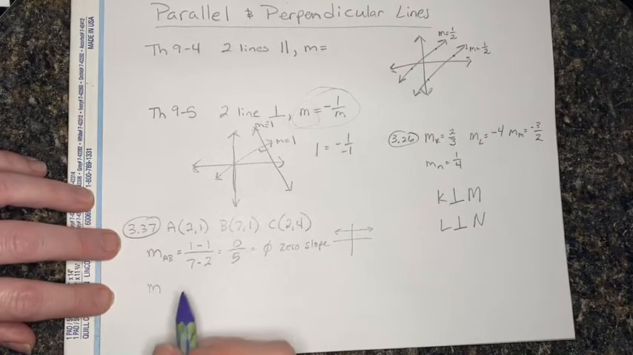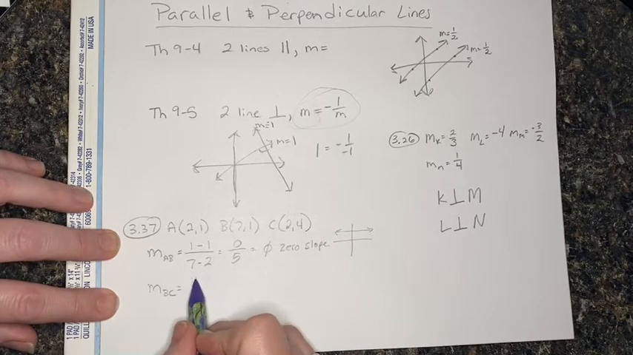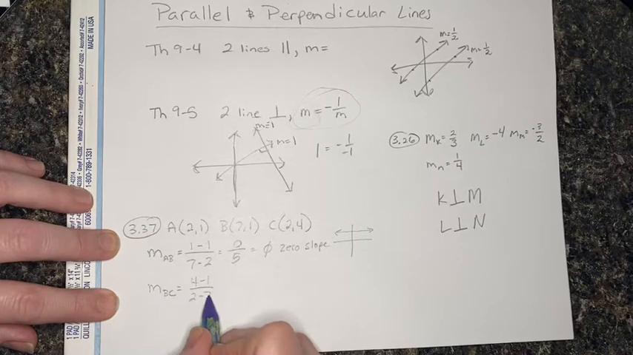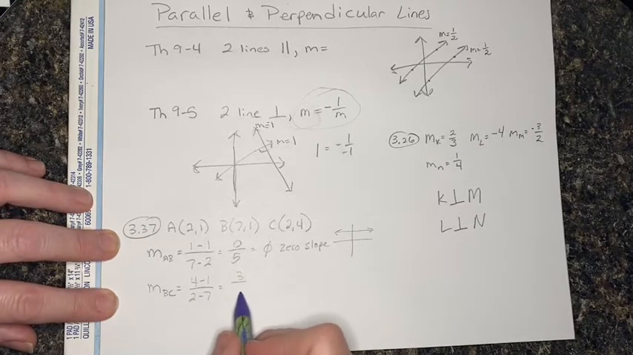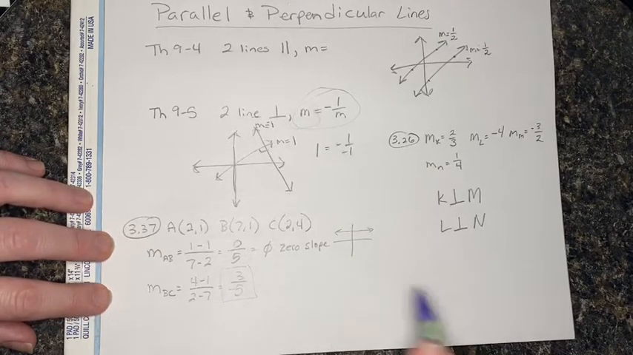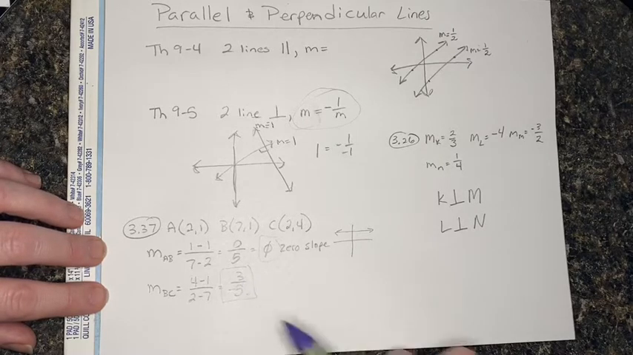Okay, let's look at our next slope. We're going to look for the slope of BC. Well, we know that we're going to have 4 minus 1 over 2 minus 7. 4 minus 1 is 3. 2 minus 7 is a negative 5. So our slope here, besides our 0 slope, is negative 3/5.